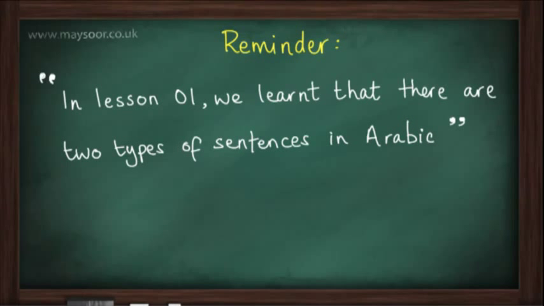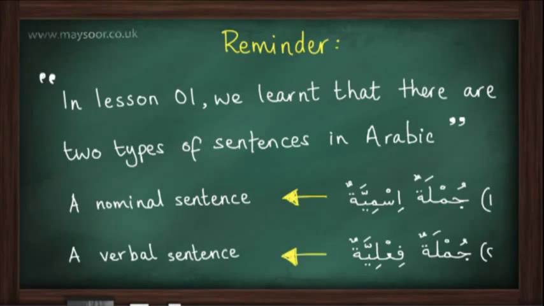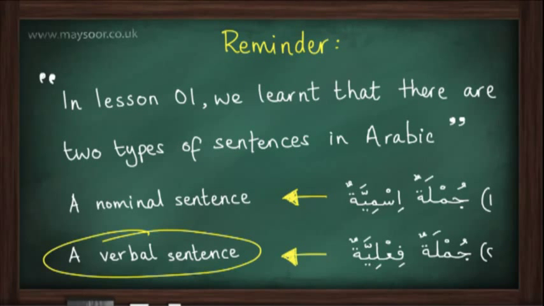In lesson 1, we learned that there are 2 types of sentences in Arabic. Number 1, جملة اسمية, a nominal sentence, and number 2, جملة فعلية, a verbal sentence. We have already covered some of the rules pertaining to a nominal sentence in lesson number 2, so in this video, we're going to take a brief look at some examples of جملة فعلية, a verbal sentence.